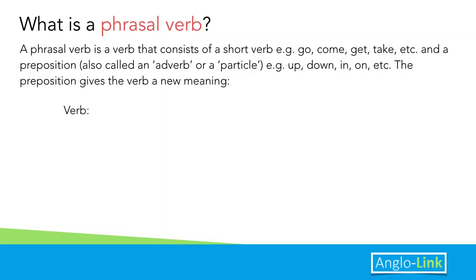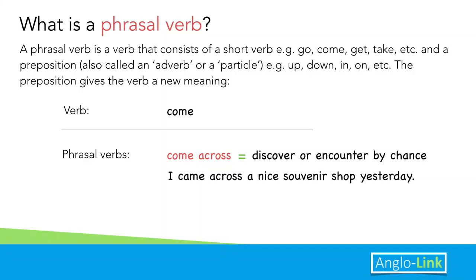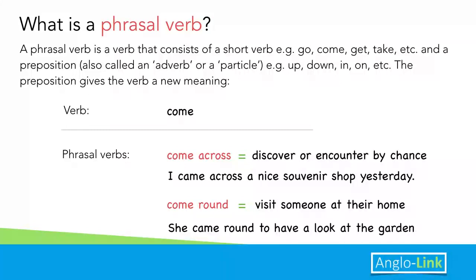For example, we have the verb come. We can add the preposition across and create a new verb, come across, which means to discover or encounter by chance. For example, I came across a nice souvenir shop yesterday. We can add the preposition round and create the verb come round, which is to visit someone at their home. She came round to have a look at the garden.